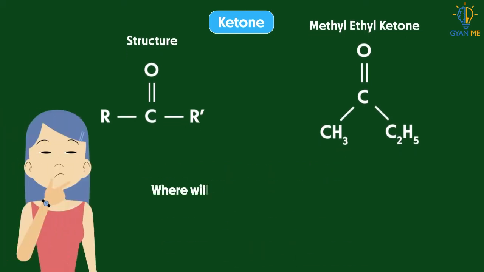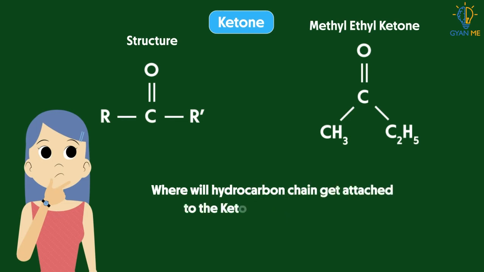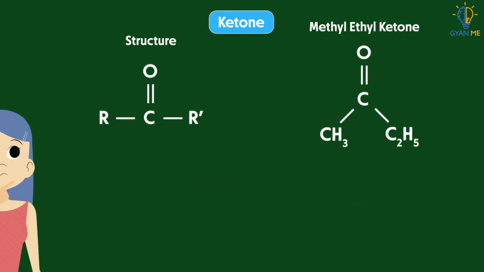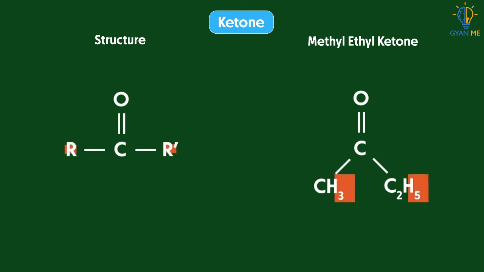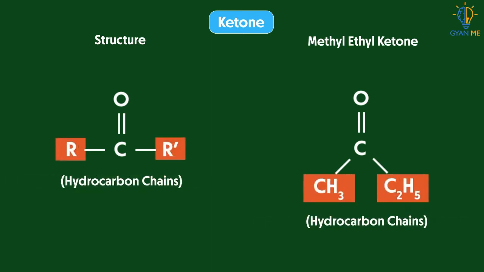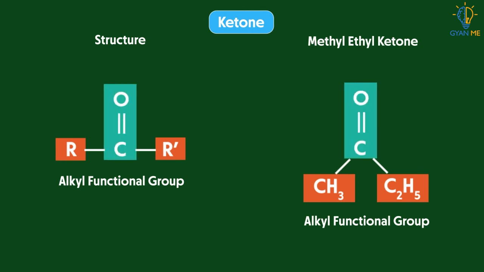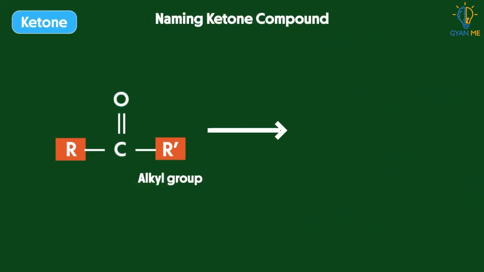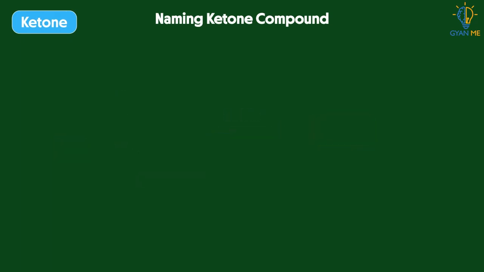Now you think, where will hydrocarbon chain get attached to the ketone functional group? Yes, as we can see, ketones can be joined by hydrocarbon chains on both the sides of carbon. Or it could be said that an alkyl functional group can be joined by a single bond on either side of the ketone group. In general, when naming the compounds with a ketone functional group, the suffix "on" always appears after their names. Let us understand it with an example.